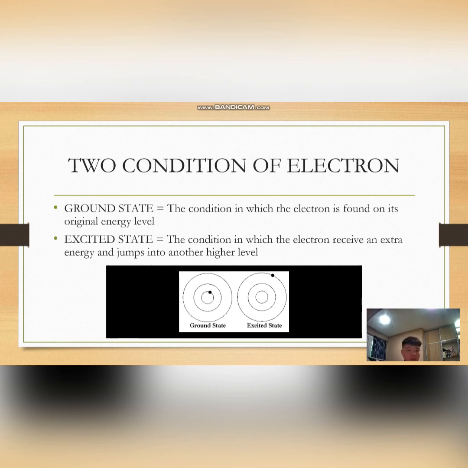Electrons have two conditions. The first condition is the ground state, the condition in which the electron is found on its original energy level. The second condition is the excited state, the condition in which the electron receives extra energy and jumps into another higher level. These are the examples: ground state, the atom was inside, and excited state, the atom was outside.